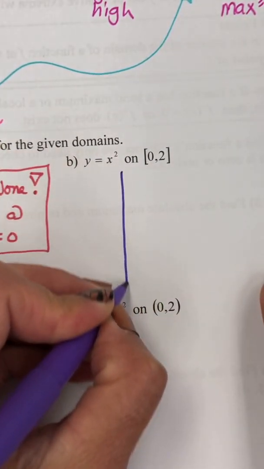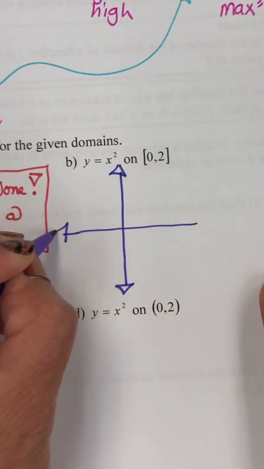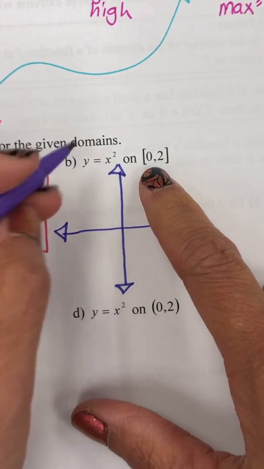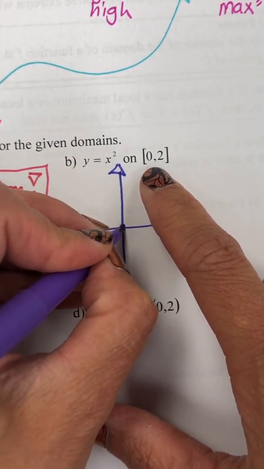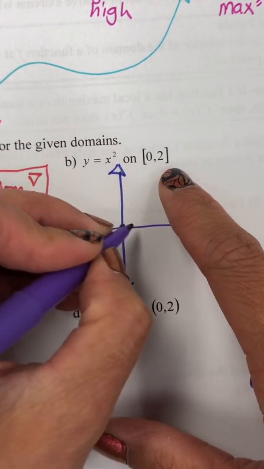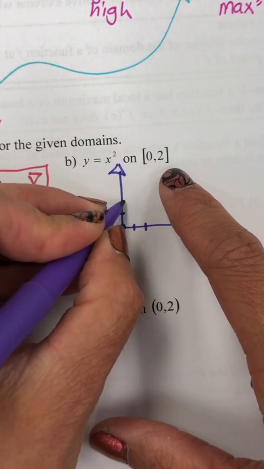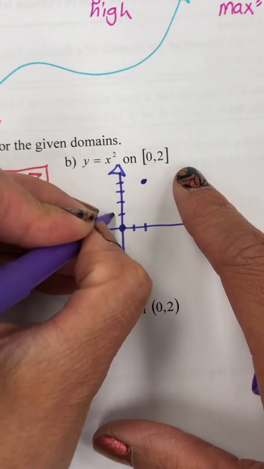So let's draw our graph. We have to be a little more specific on this graph this time. And okay, so I know that I could plug in a 0. If I plug in a 0 for x, I get 0. If I plug in a 2 for x, 2 to the second power is 4. So I'm going to get the point (2, 4).